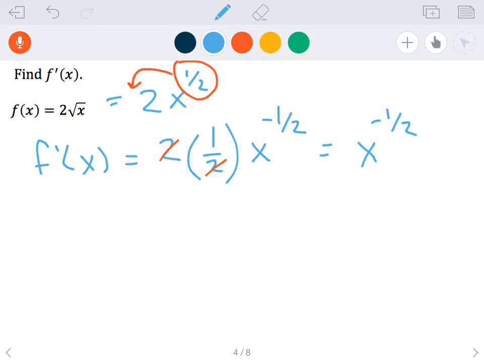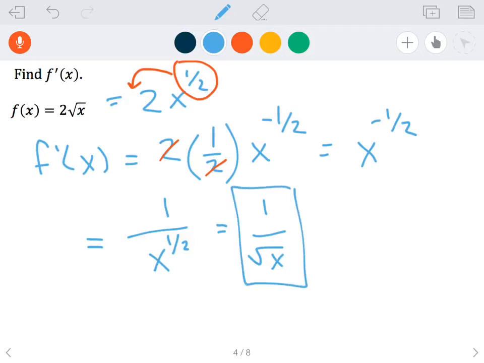You could leave it like that, but let's go ahead and make it positive. In our final answers, we want our exponents to be positive, so I'll move it to the denominator. You could also write that as 1 over the square root of x, and this would probably be an answer choice. I would stop right here.